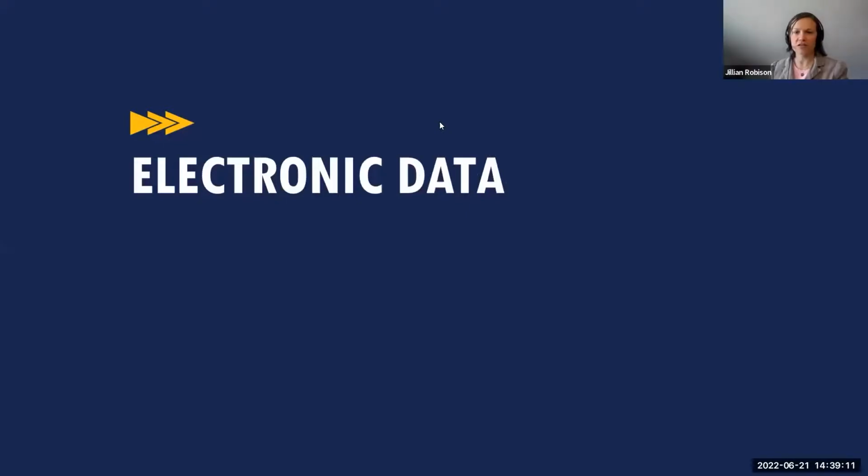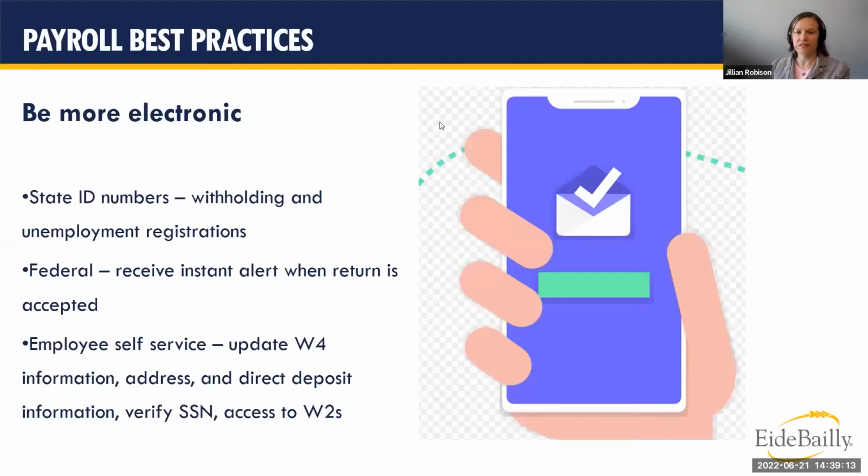And then we wanted to talk a little bit about electronic data. I'll let Kate go first here. Sure. So we put together some payroll best practices that you can try and implement now if you haven't been doing so. Like we talked about being multi-state, if you're going into a new state, especially if you're hiring remote workers, withholding and unemployment registrations can be done online in the majority of states, and it's really quick and slick to do.